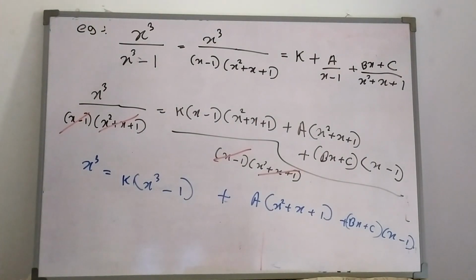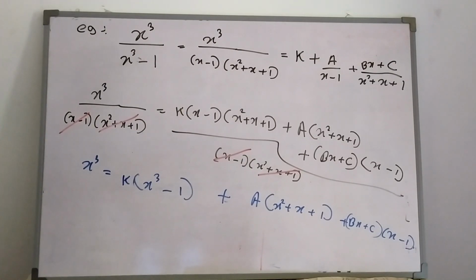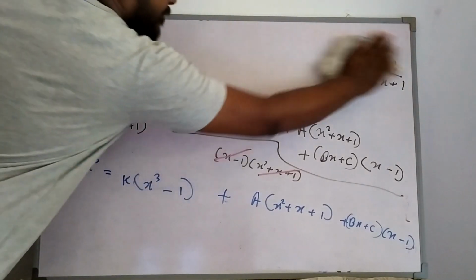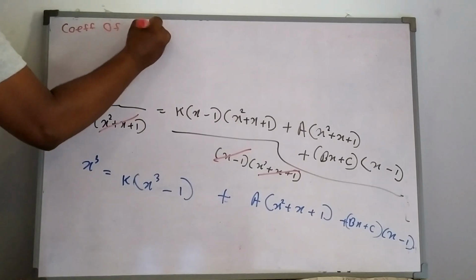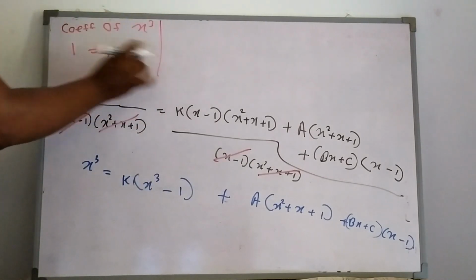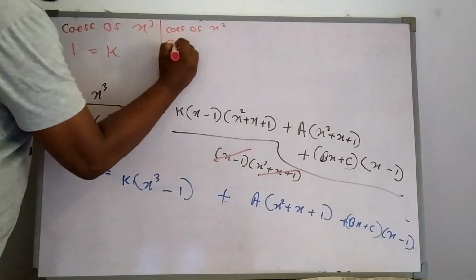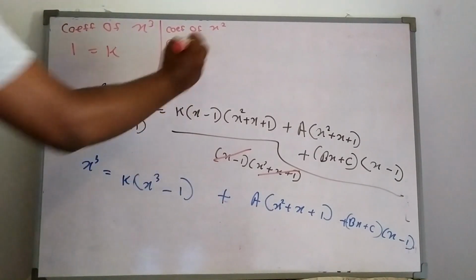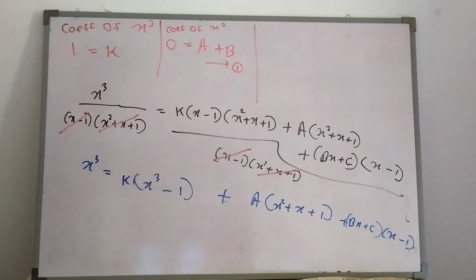Right. Now you have to find the unknown constants. We have 1, 2, 3 and 4, so we have 4 unknown terms. Now I'm going to consider the coefficient of x cubed. The coefficient of x cubed, which is 1, equals k, so k will be 1. And the coefficient of x squared: here we don't have x squared, so 0. Here it's a and b, so a plus b equals 0.